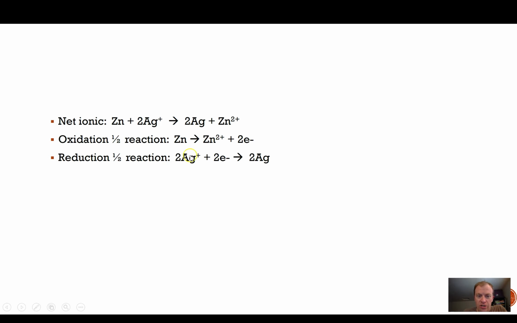The reduction half reaction: what is getting reduced is these Ag+ ions, not the element silver. Ag+ ions are the things that are getting reduced, and 2 of them. So 2 Ag+ ions are gaining an electron apiece, so a total of 2 electrons, forming elemental silver with no charge. So the reduction half reaction is 2 Ag+ + 2e- goes to 2 Ag. And again, net charge is 0 on both sides here. The +2 cancels out with 2 electrons going to the uncharged silver.